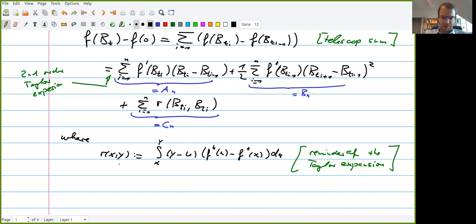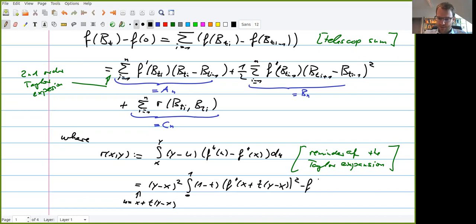And now I can rewrite it by using a substitution. So let's set u to be x plus t multiplied with y minus x. What do I get? I get (y minus x) squared, and the integral from 0 to 1 of (1 minus t) times f double prime of x plus t(y minus x), minus the second derivative applied to x, dt.